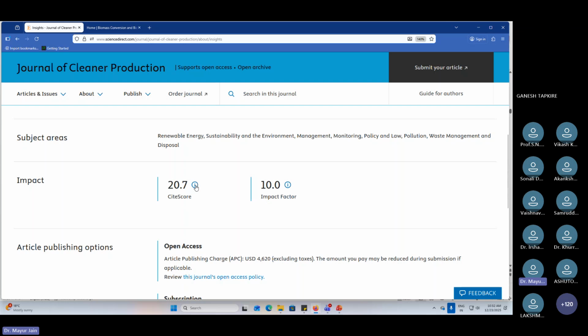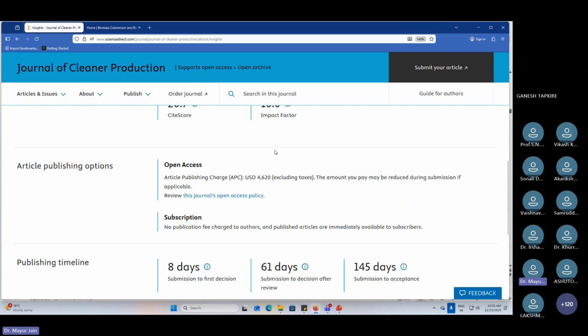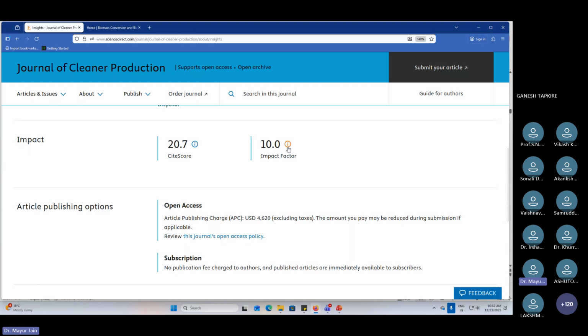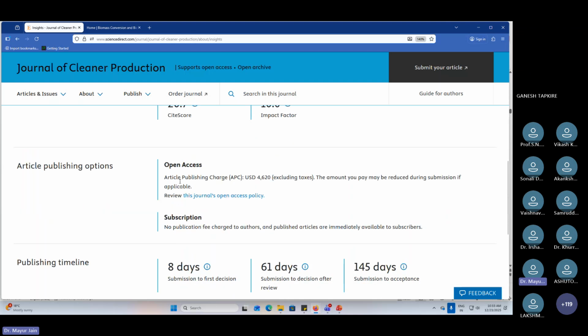Okay, then impact is again very important. We'll see how the impact factor is calculated and all that. So this is a 10 impact factor, and again, this is a 5 year impact factor. Generally, journals do not get an impact factor in the first, second, third, or fourth year. When a journal starts, after 5 years it will start getting the impact factor. So that is again very important to be considered.